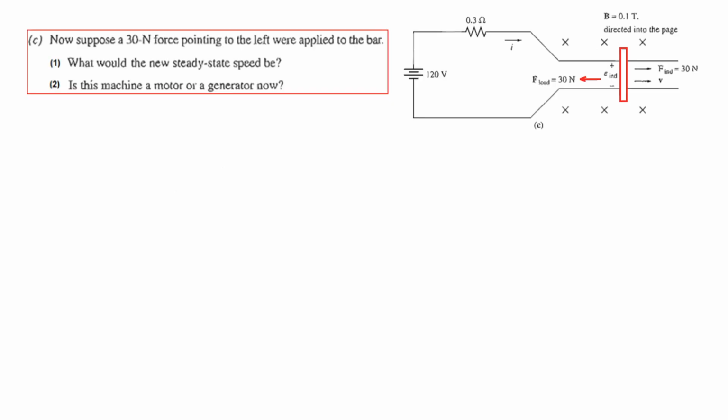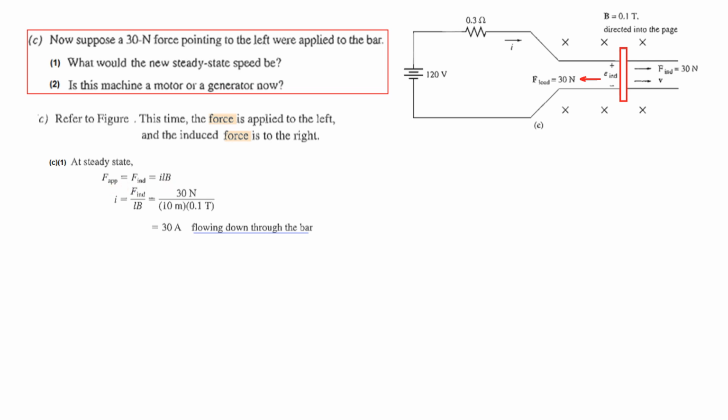And now part C. Suppose that a 30 Newton force is pointing to the left. Earlier it was pointing to the right, now it is pointing to the left, and so again we have to find the steady state speed and answer whether it is acting as a motor or a generator. Let's proceed in the same manner. This time the force is applied to the left, and therefore the induced force will be to the right.